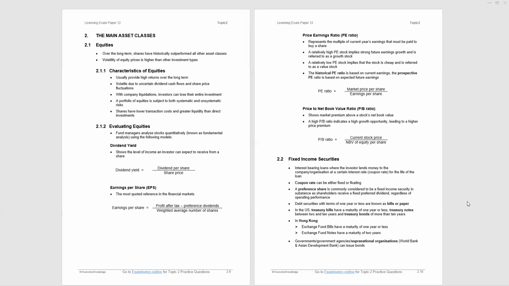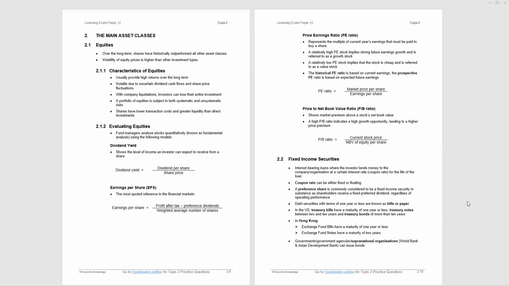Now, historical PE ratio based on current earnings, the earnings that have just been or previously reported, whereas the prospective PE ratio, that's based on expected future earnings in possibly 1 year's time. So the PE ratio, market price per share divided by earnings per share. You must know that for the exam.